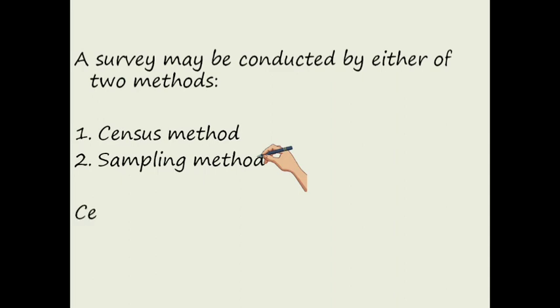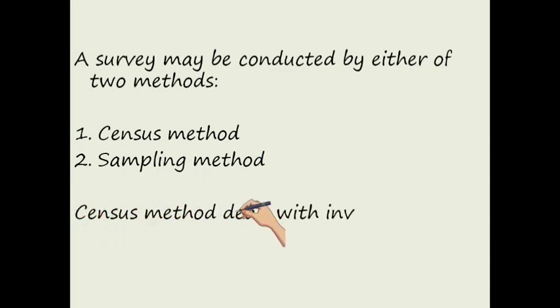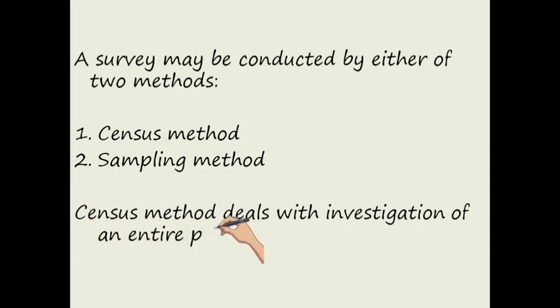Census method deals with investigation of an entire population. It is a study of every unit, everyone or everything in a population. It is known as a complete enumeration, which means a complete count.